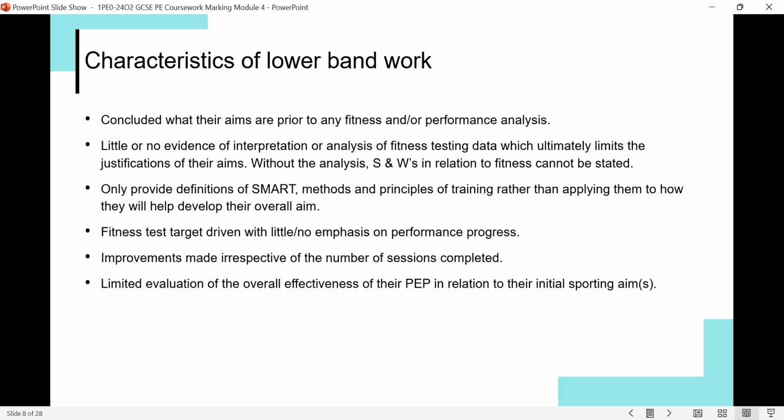And on this slide, you'll see a series of characteristics that are familiar with lower band pieces of work. Generally, with a lower band piece of work, things are either missing, or it's very descriptive in nature. They might be able to raise certain points, but they can't develop those points and relate them back to the actual PEP, their development in fitness or to performance.